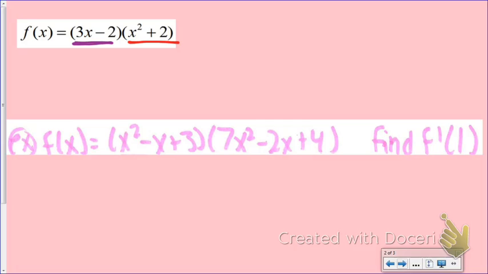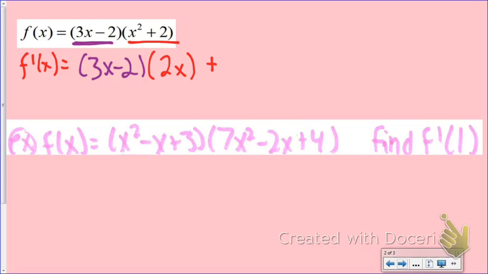So in order to find my derivative, I'm going to take the first function on its own, and I'm going to multiply that by the derivative of the second function, which using the power rule we know is 2x plus 0. Then to that I'm going to add the second function times the derivative of the first function. And with the power rule, the derivative of the first function is just 3.